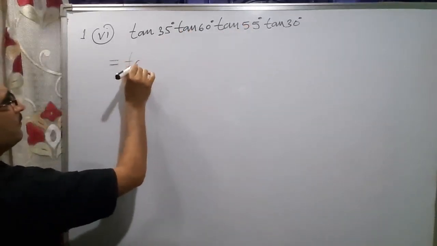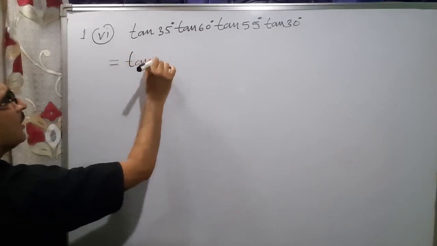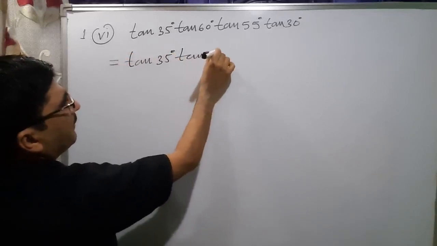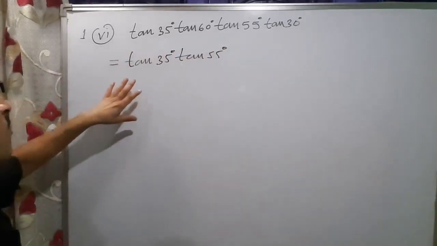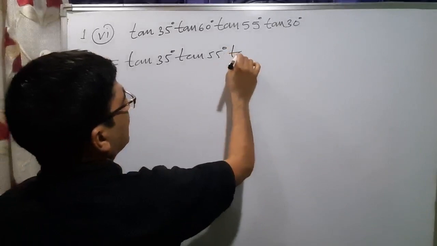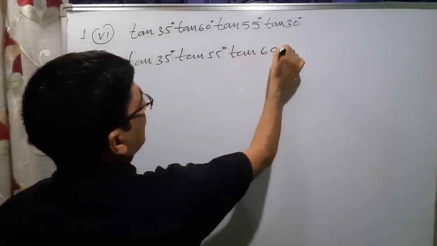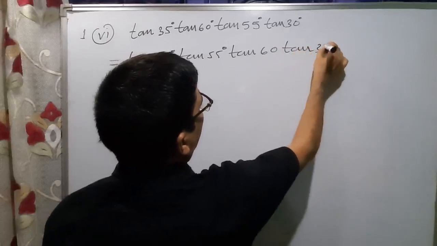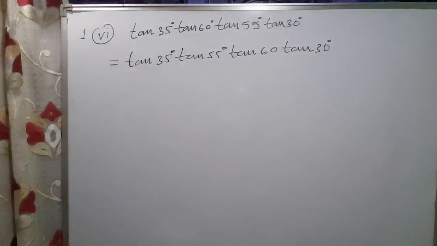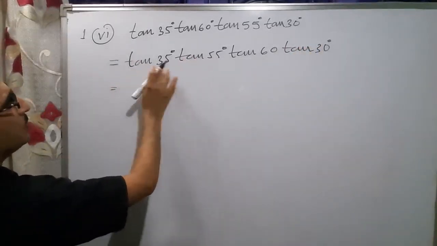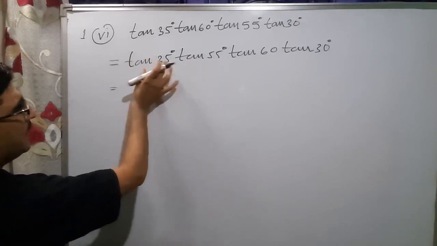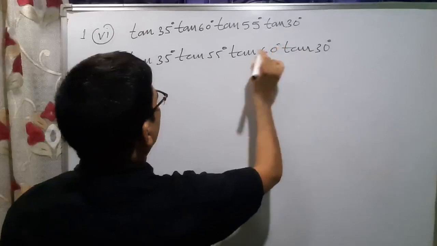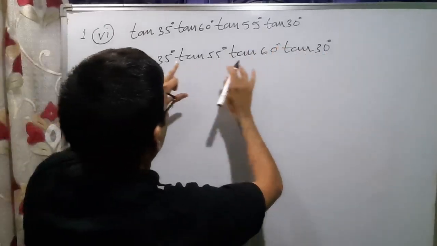That will be tan 35, then the next one tan 55. Without arranging also you can do it, but it is better to arrange them. Now next is tan 60 and this is tan 30 degrees. Now any one of these two you change, either this or this. These two are in one set, and again these two are in a set. These two make 90, these two make 90. That's why any one you change.